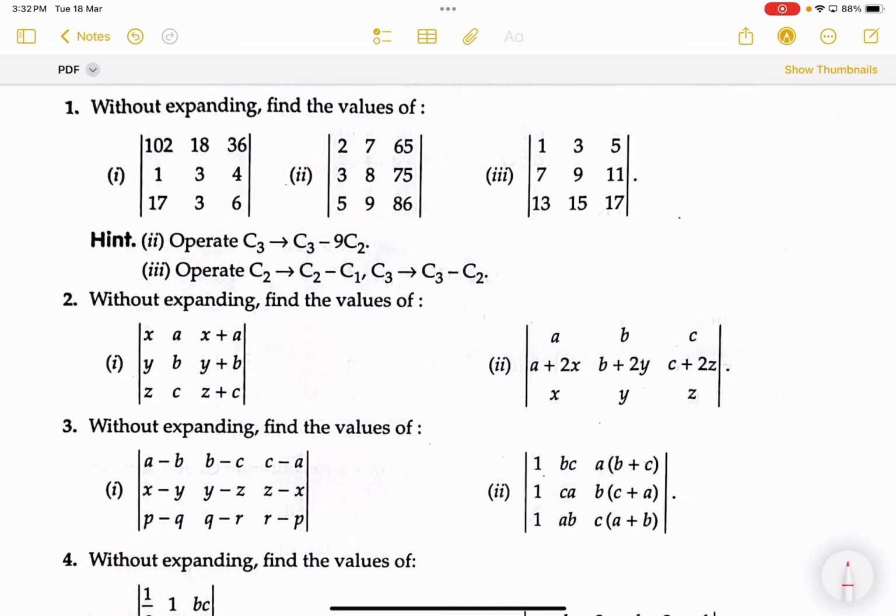Ma'am, the difference between the second column and third column and the second column is the same. So look here. They have given something, you apply the same. There are 2 operations we are going to do. The first one is C2. You are replacing it with C2 minus C1. So C1 will be the same. And C2 minus C1 is 2. Right? And C3 minus C2.